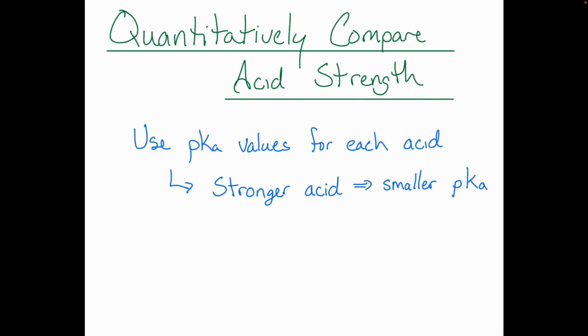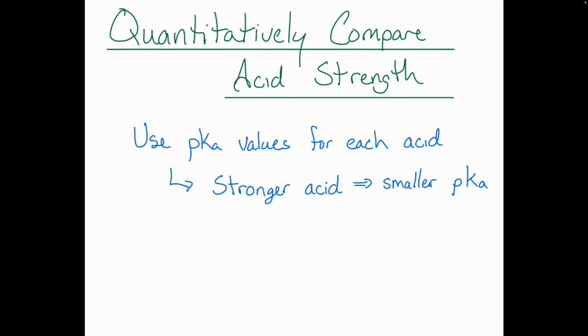Okay, so when we're quantitatively comparing acid strength here, we're looking at our pKa values. Really what we're thinking about is our stronger acid. This means that that acid dissociation reaction is more favorable.